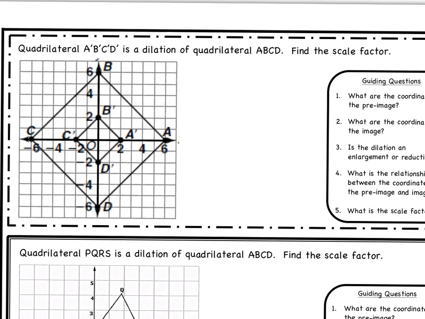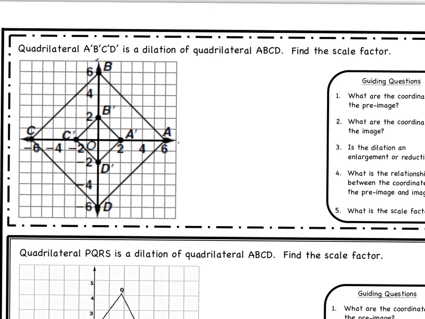So on the first example on the back side of your notes here, we are going to work backwards with our dilations, and instead of giving you the scale factor, I'm asking you to find the scale factor. So I've given you an original figure and a new figure, and I'm asking you to figure out what the amount of increase or decrease in size was.